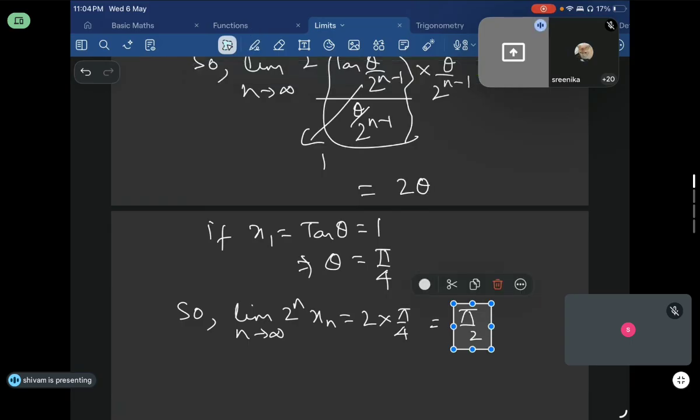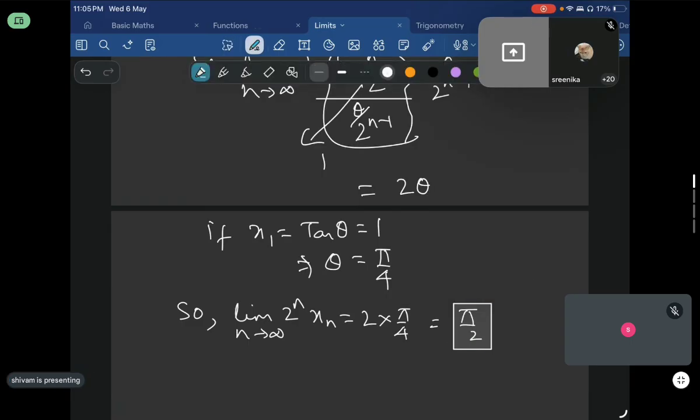Tell me, is it clear to everyone? Yes or no? Tell me, Shashwata, is it clear? Samragni, yes, sir. Ritam, are you getting? Madhujo, is it clear?